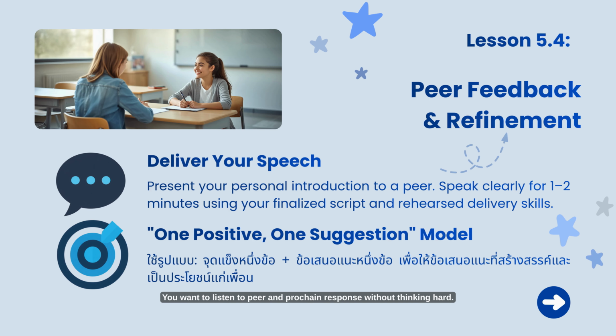Explain that this involves giving 1 piece of positive feedback alongside 1 constructive suggestion. This model ensures feedback remains both helpful and balanced. Encourage them to think of feedback as a gift, something meant to help and uplift. Remind them to be specific in their responses. For example, they might say, "Your energy was great, but try to slow down a bit for clarity."